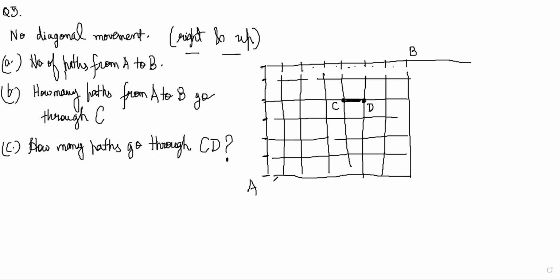So think of this as cities. A and B. A is your starting point, B is your destination. You have to go like this. C and D are two cities in the middle. And the total number of paths, in the beginning, first you have to find. How many total paths are there from A to B? Your only moves are right and up. These are the only things you can do.